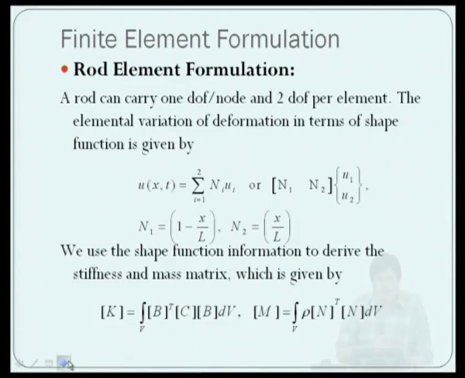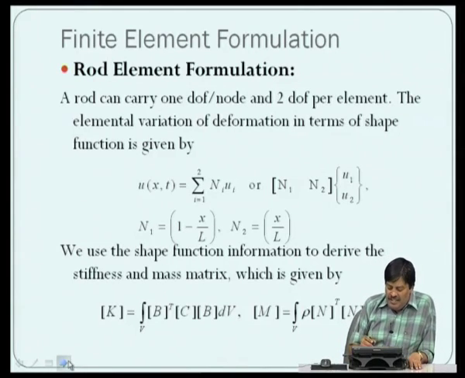Now, let us look at some of the element formulations. This is the rod element formulation, where N1 and N2 are given here, where N1 is equal to 1 minus x by L and N2 is x by L. We use these shape functions. Then we know this is the stiffness matrix, we have derived this. So, we put this into this system.